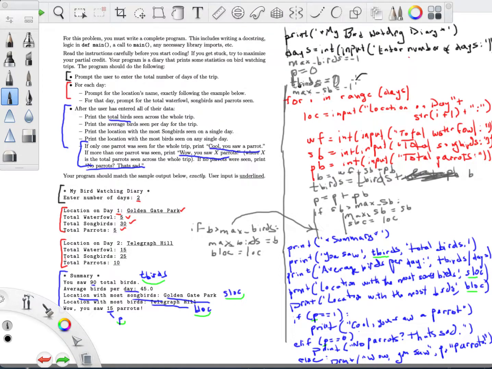I suppose the initializations of maxes are always tricky. You could use a negative infinity float sort of thing, but you just need to find something that is reasonably smaller than any value that the user would input. I don't know what it means for the user to have found -12 songbirds. So I assume that -1 is smaller than anything the user would enter, because it seems reasonable that they'll either say 0 or some positive number.